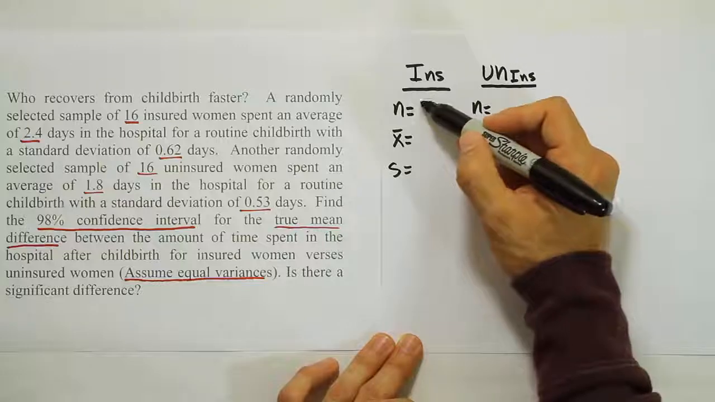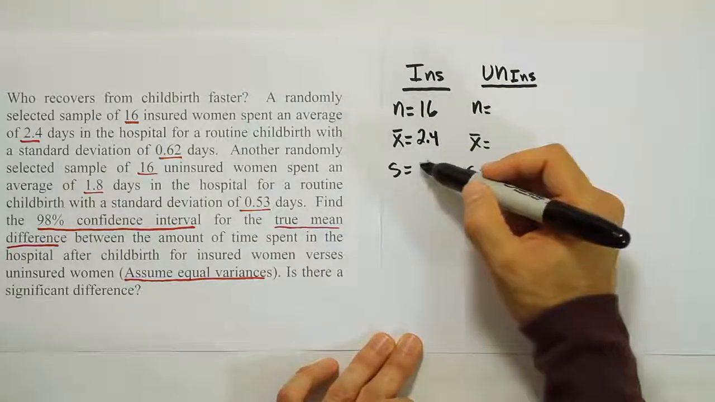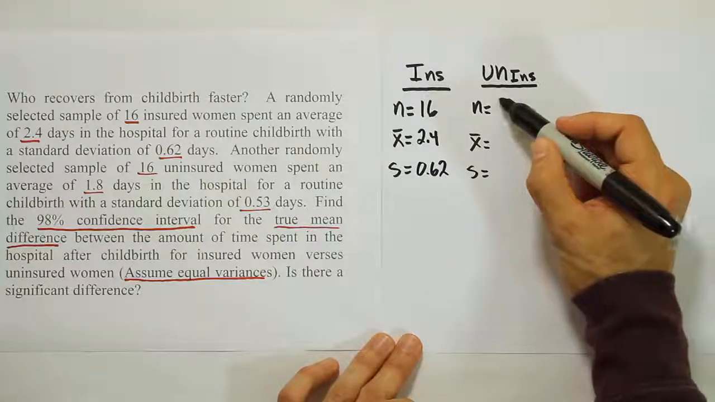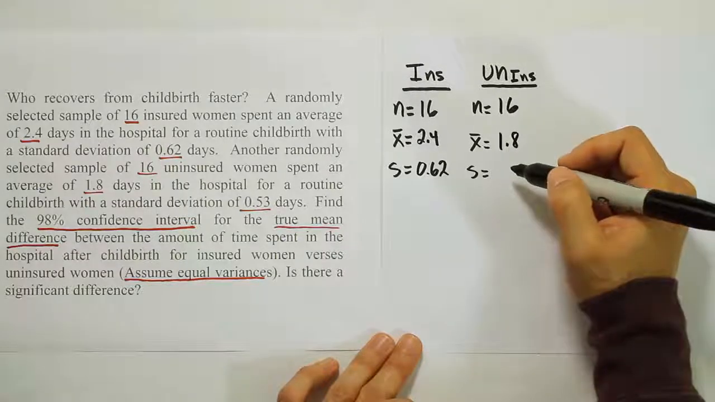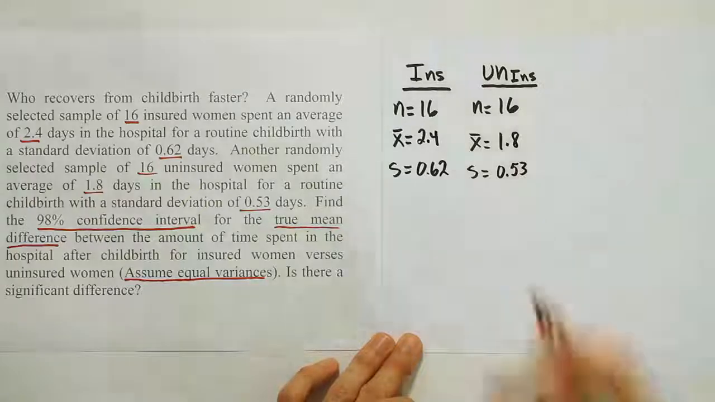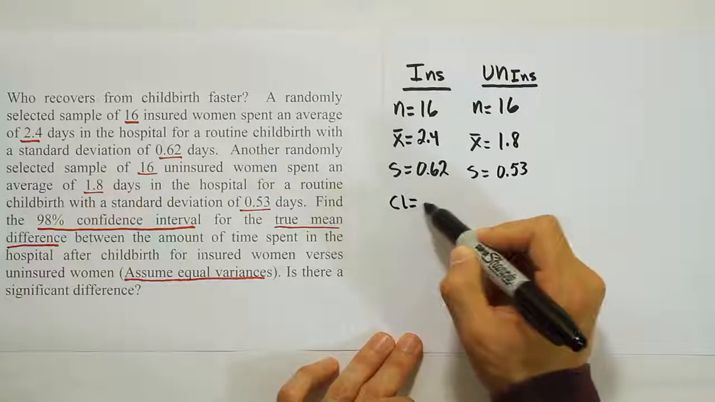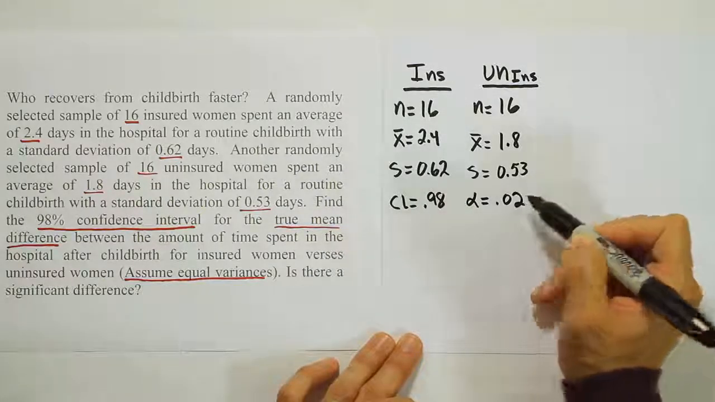For the first group, n is 16. They had a mean of 2.4 days and a standard deviation of 0.62 days. Then for the next group, n is 16 again, x bar is 1.8 days, and the standard deviation is 0.53 days. Now we're going to write down the confidence level is 0.98, which leads to alpha being 0.02.